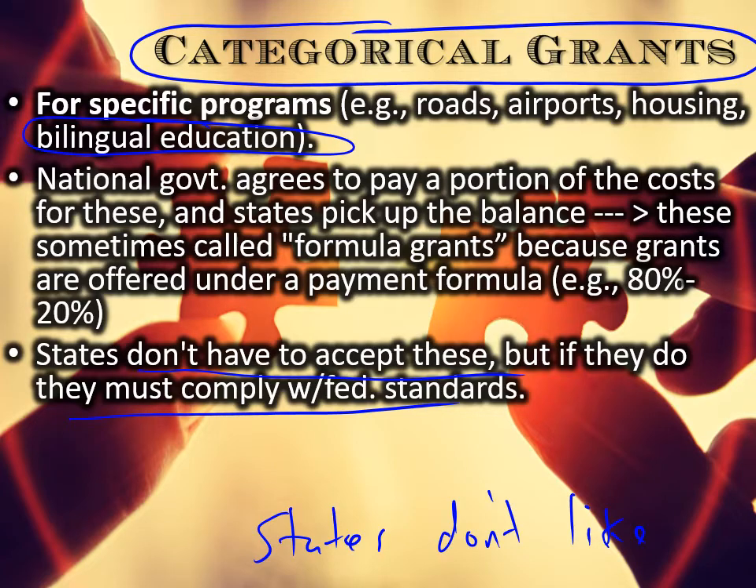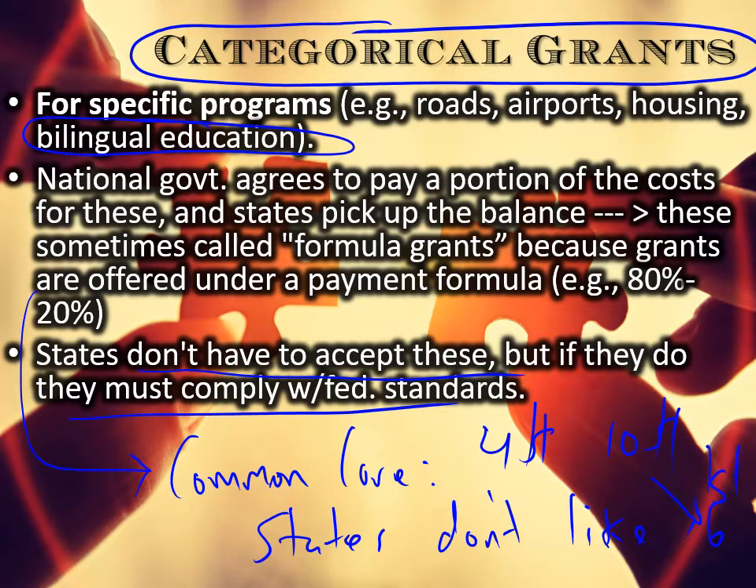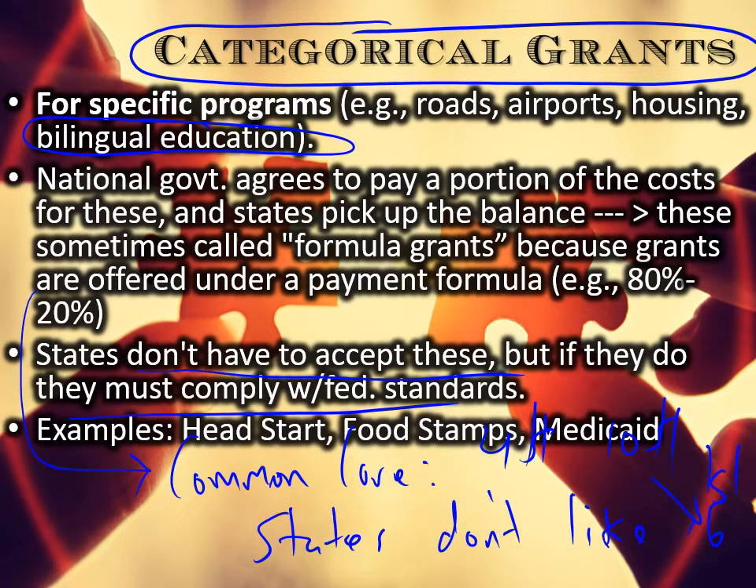So what it says is the national government agrees to pay a portion of the cost for these, and states have to pick up the balance. An example would be Common Core. I know I've used that a bunch. The federal government will give us like $4 out of $10, and so that means that we need to pick up the remaining $6 if we accept their money. But education is so expensive that it makes sense for us to accept their money. Other examples are Head Start, which is free preschool for poor families, food stamps, Medicaid.